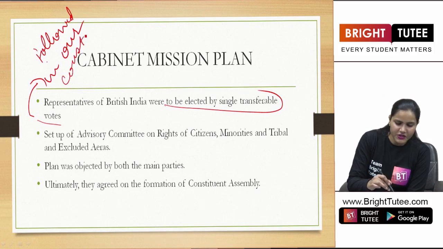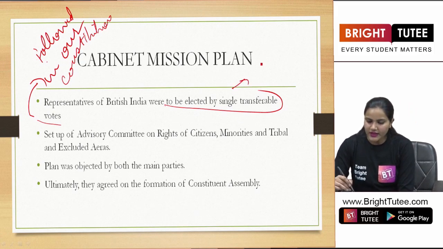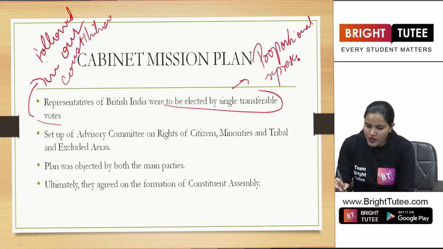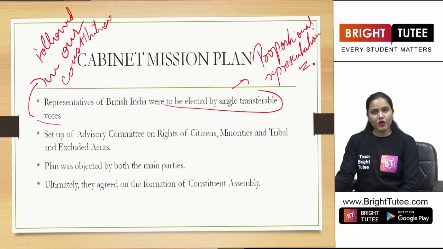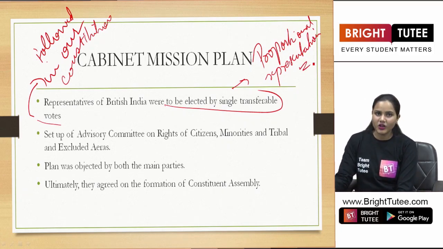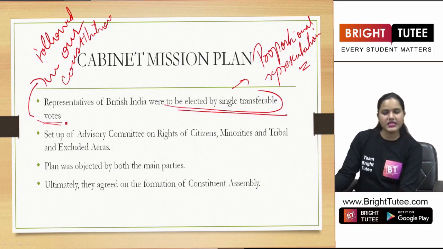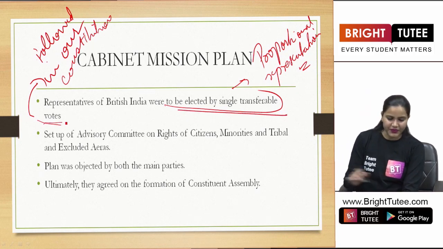Now, why is this single transferable vote quite important, students? Because it helps in proportional representation, about which we have talked just now. What do we mean by proportional representation? According to the population, the number of seats has been allotted. That is the proportional representation, right? According to the proportion of population, and it was to be elected by this single transferable vote.